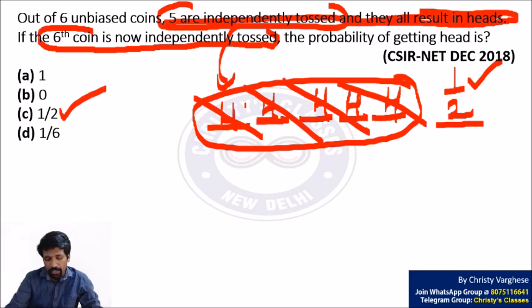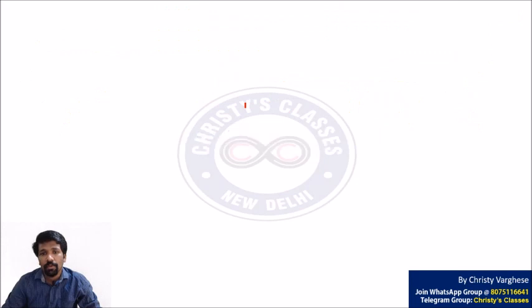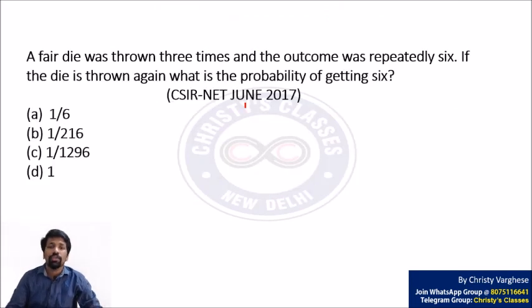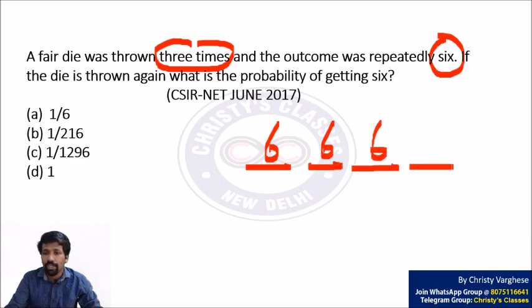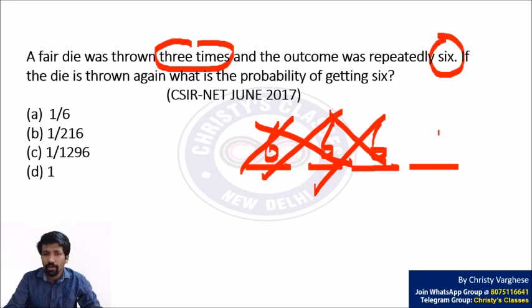A very simple question, December 2018 this came. Same question as the June 2017 one, but there a die was asked. It is thrown 3 times, and all 3 times the result was 6. That already happened, and you cannot change it. What is the probability of getting a 6 the 4th time? What happened in these 3 times does not matter at all. The 4th time the probability of getting a 6 will be just 1 out of 6, because there are 6 sides. So option A is the correct answer.